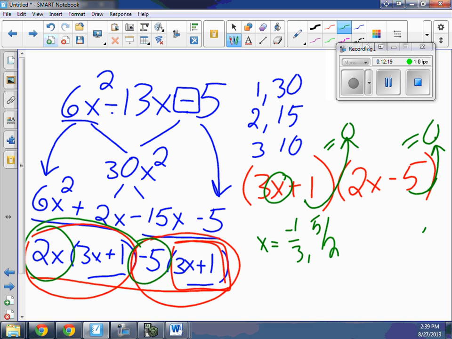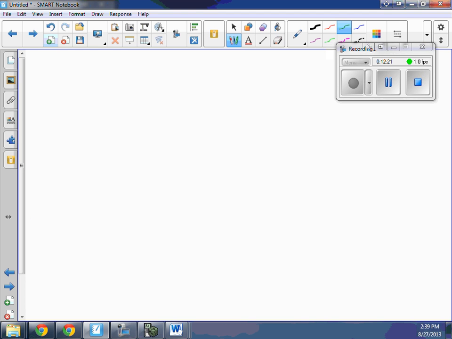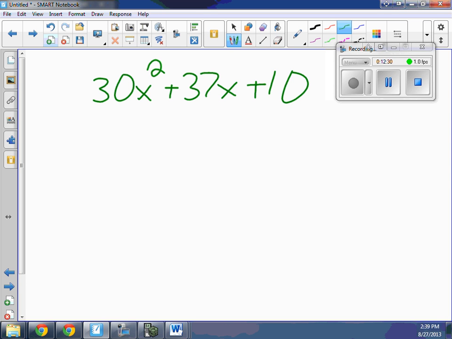Okay, you want to see another one? 30x squared plus 37x plus 10. Let's do one more together, and then I'll give you guys one to solve.